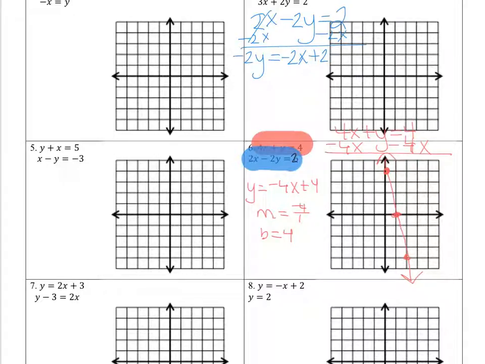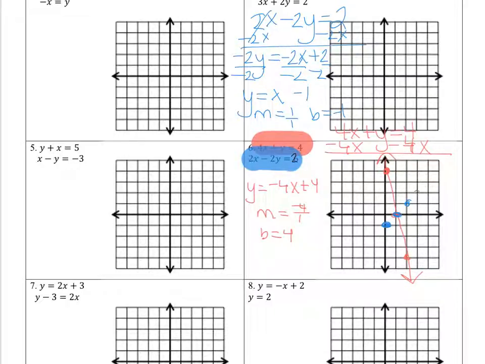What am I going to do now? I'm going to divide everybody by negative 2. So y equals x minus 1. So m equals 1 over 1. B equals negative 1. So plot negative 1. Go up 1 over 1. I know I got it right because my points overlap.